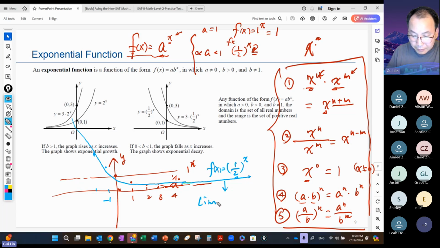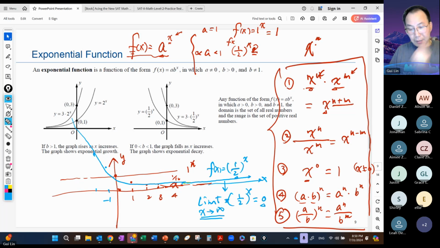So limit, did you guys learn limit? When x gets very close to infinity of this limit, you can see when x goes to infinity, this one equals 0. That's where it comes from, right? When it continues moving down, it can never touch 0, but gets very close to 0. So the limit will be 0. So when x goes to infinity, it's actually 0. Okay.